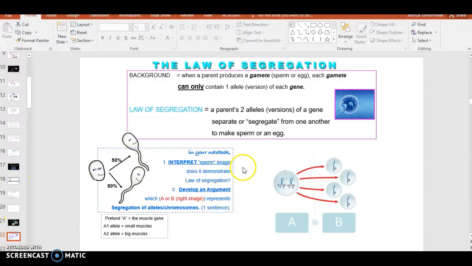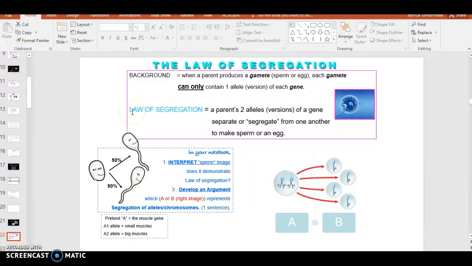Slide 20 is, again, talking about the law of segregation, but this time we're going to think about it specifically with meiosis, or the process of making sperm and eggs. So what does it mean when sperm and eggs are involved in segregation? Well, firstly, let's write down the definition in this pink box. It says background: when a parent produces a gamete, each gamete can only contain one allele of each gene. So you can't have more than one version of a gene in a sperm or an egg. If that happens, you can end up with a child that has a genetic disorder.